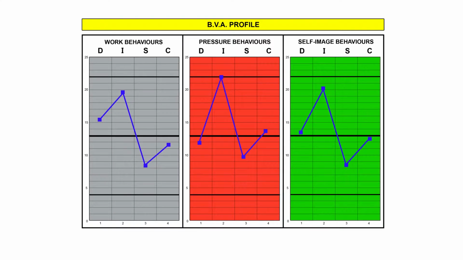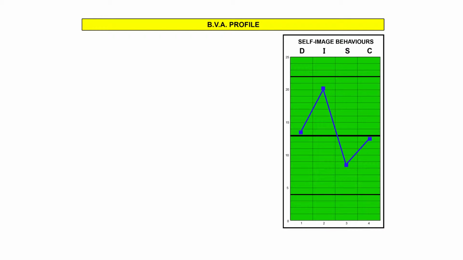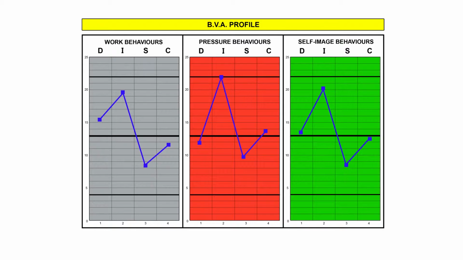So how do we read a behavioural vector analysis feedback form? Well, simply it's 3 graphs, and the 3 graphs represent self-image, work behaviours and under pressure behaviours. Each graph breaks into 4 columns, split at the centre with a horizontal centre line. So as we're reading the graphs, we look at what is the vector that is highest above the centre line and what is the vector that is lowest below the centre line. So we always read the highest first, the dominant behaviour, and then the lowest second. This is the subdominant behaviour.